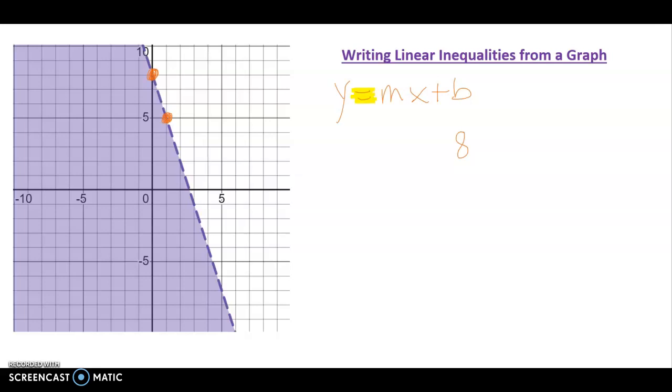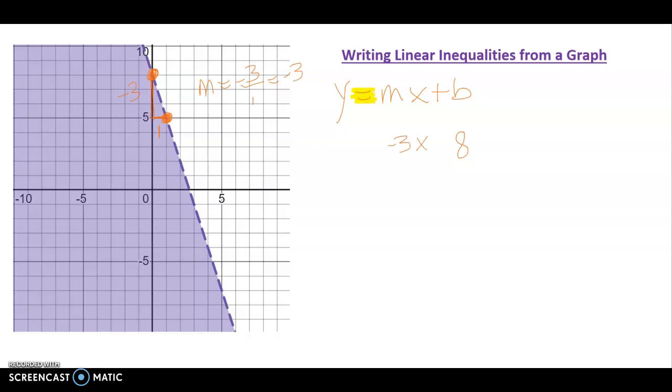And I am going to find my slope, my rise over run. Starting with the point on the left, I am decreasing 3 and going over 1. So my slope is -3 divided by 1, which is -3.